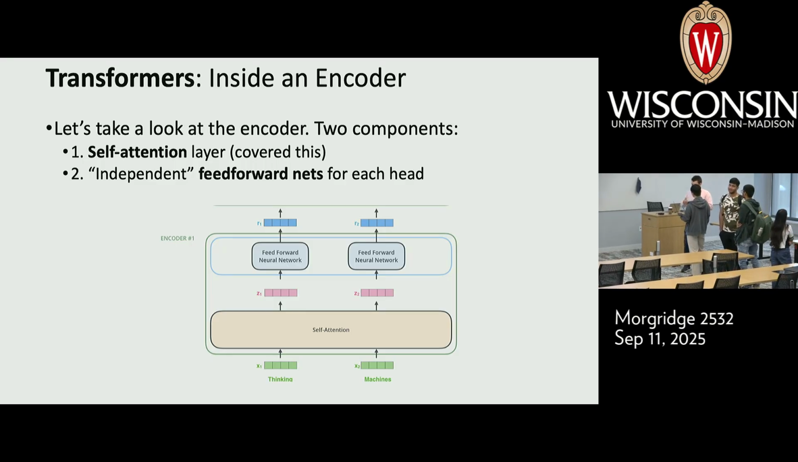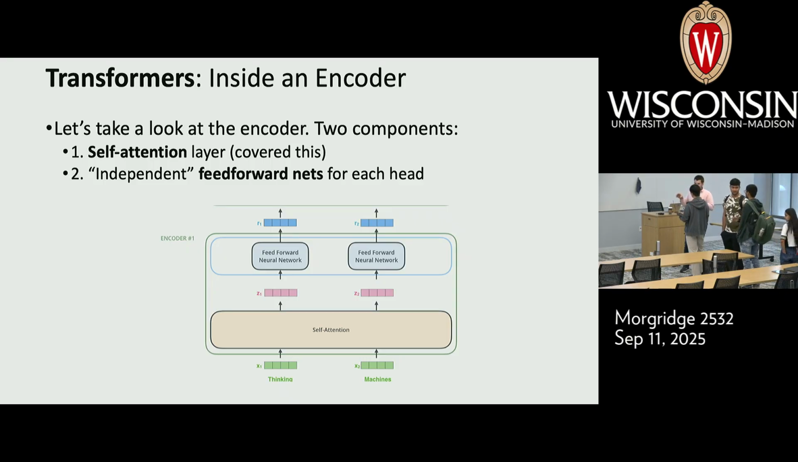Because what do I do there? I look at each word, and then for each word, I take its query and compare it to the keys for all the other words. So I'm doing this n times, one for each word, and each time I'm doing n comparisons with every other word. So I'm doing n squared operations for each self-attention, right?